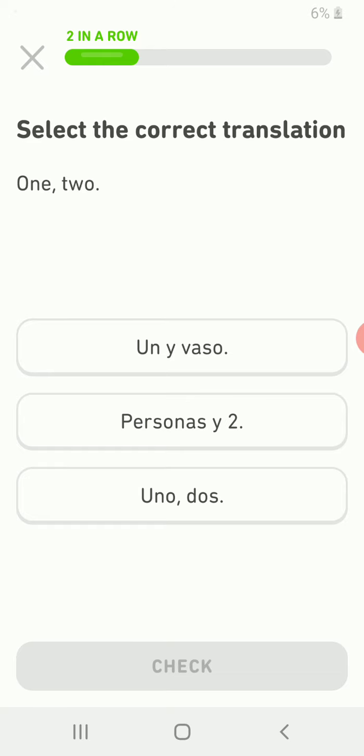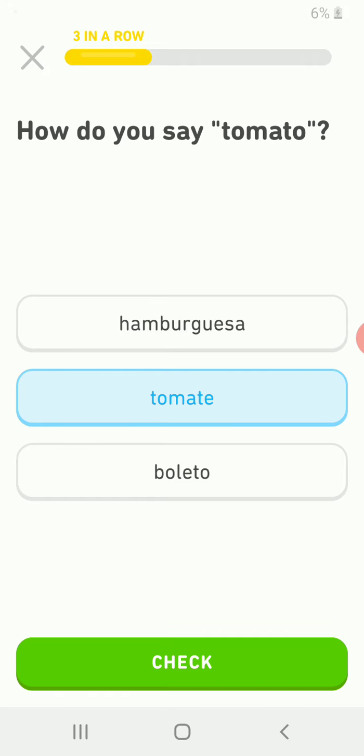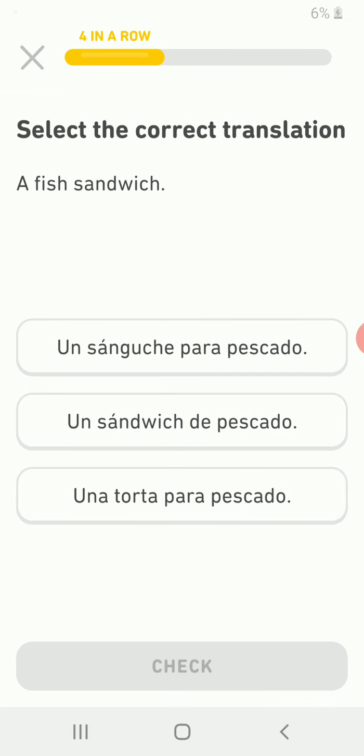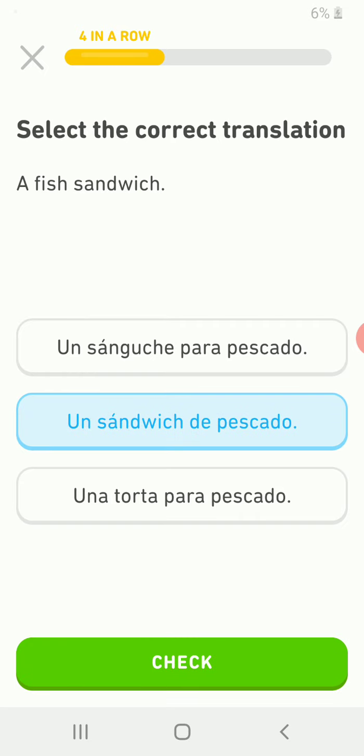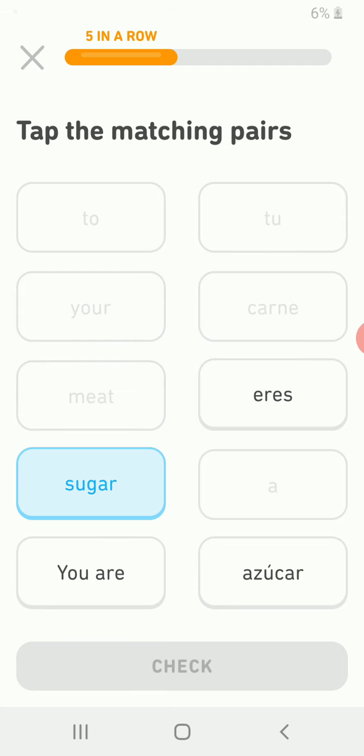Select the correct translation. One, two. Un, dos. And tomato is tomate. So tomate. A fish sandwich. So un sandwich de pescado. And two is dos. Meat is carne. Sugar is azúcar.